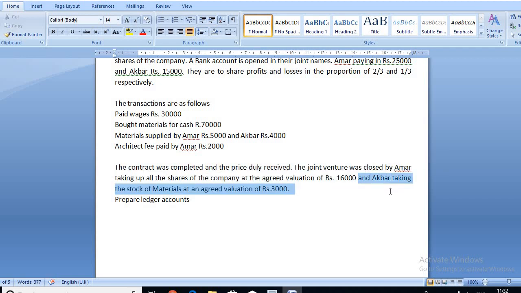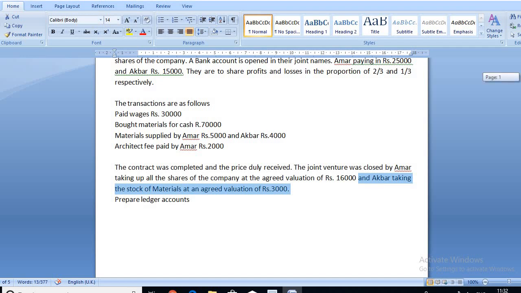Akbar taking the stock of material at an agreed valuation of 3,000. So while taking over the material, Akbar will pay the price of the materials to the business. That amount will be income for the business.